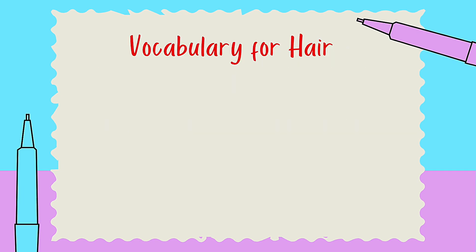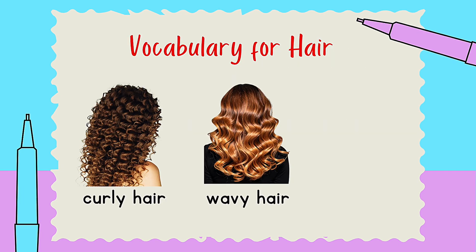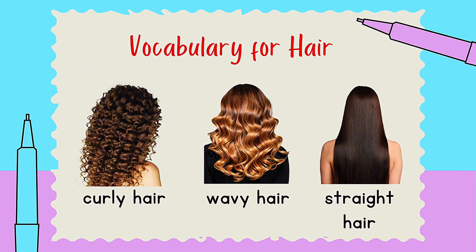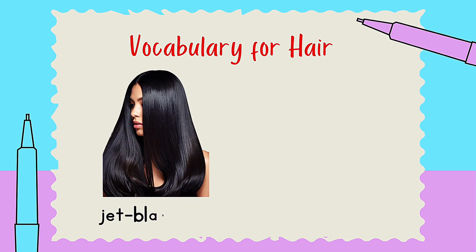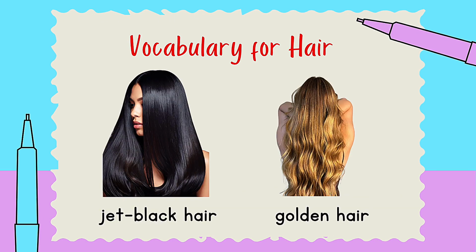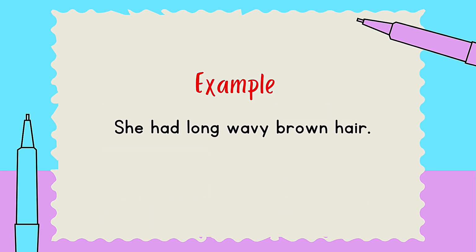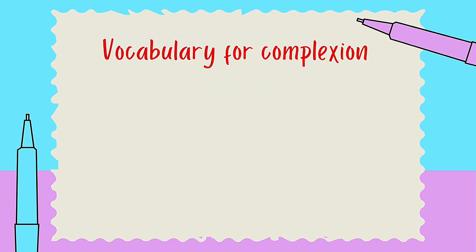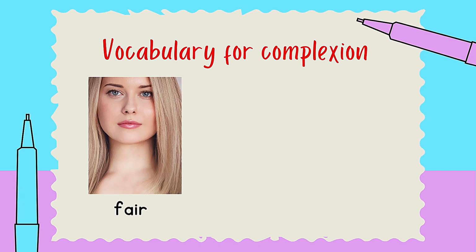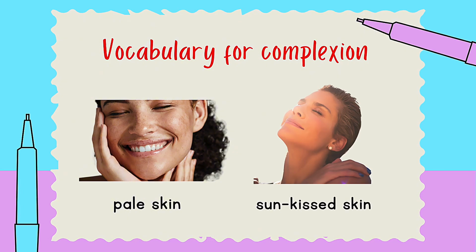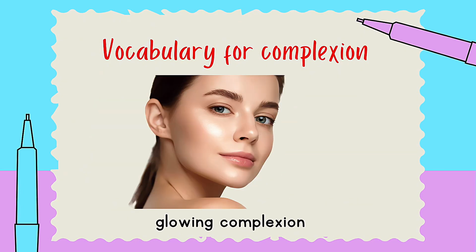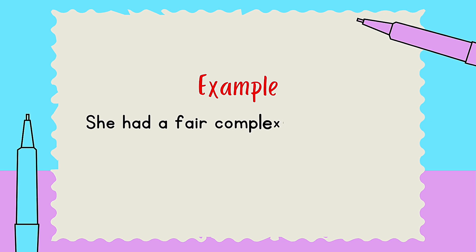Vocabulary for hair: curly hair, wavy hair, straight hair, silky hair, shoulder-length hair, jet black hair, golden hair. Example: she had long, wavy brown hair. Vocabulary for complexion: fair complexion, rosy complexion, pale skin, sun-kissed skin, glowing complexion. Example: she had a fair complexion and rosy cheeks.